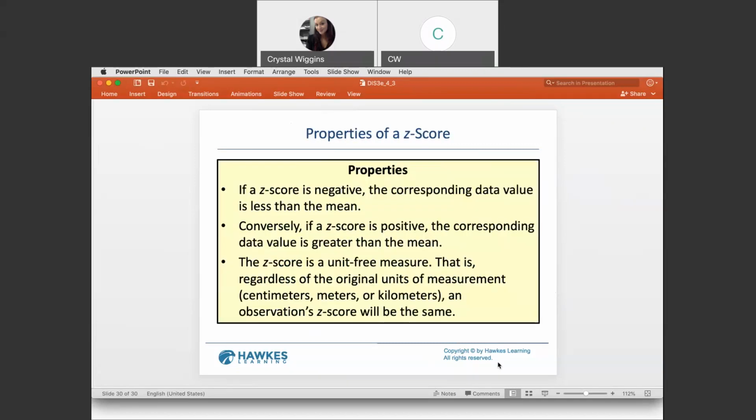So some properties of a z-score. If a z-score is negative, the corresponding data value is less than the mean. And conversely, if the z-score is positive, it is greater than the mean. The z-score is a unit-free measure, so there's no inches or miles or anything on z-scores. That's why they're called standard scores. And we use standard scores to compare a bunch of different data with different units. So if I wanted to know what's more unusual, my height, my weight, or the hours I watch television, I could translate all of those into z-scores and see which one is farther away from the mean.